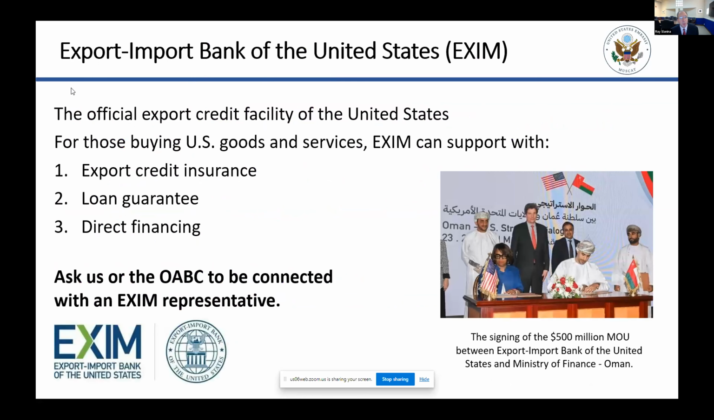Another reason to buy US goods is you could, under certain circumstances, get Ex-Im Bank funding. Earlier on, the $500 million MOU was signed between the US and Oman. And that is a lot of money that could be tapped. And I think only one project that I've heard of is actually utilizing the MOU. So there's up to 500 million available, and that can be directly used to buy goods and services from US companies.